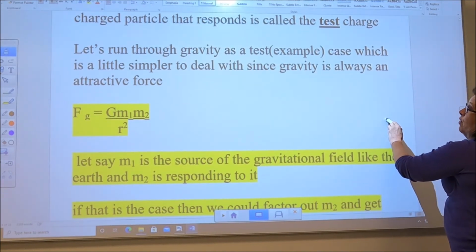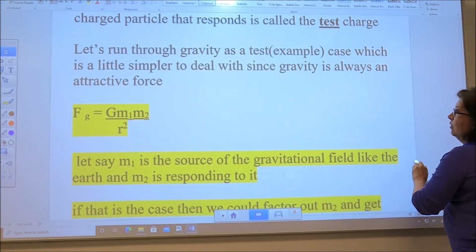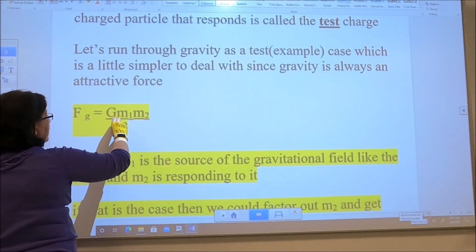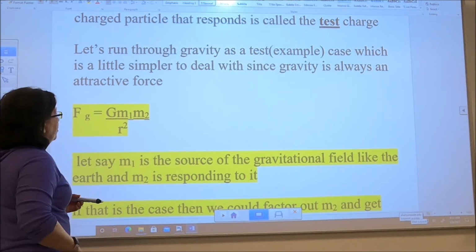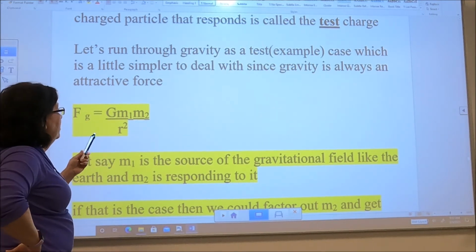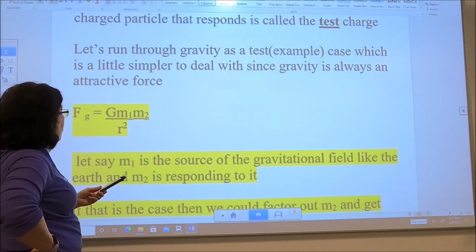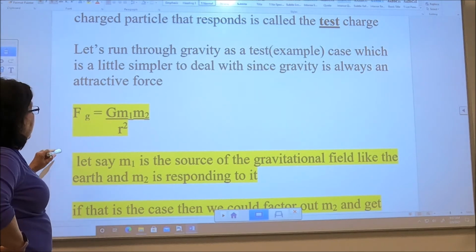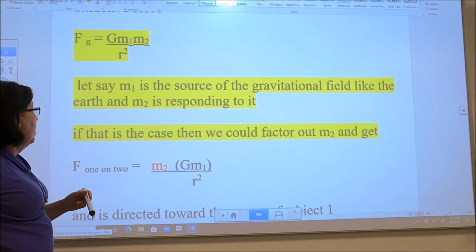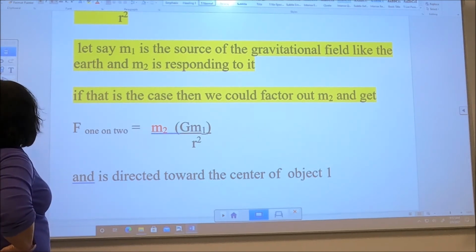Now, let's look at gravity first, and then we're going to look at electric fields. Notice, looking at the force due to gravity equation, force due to gravity is G, big G, M1, M2 over R squared. It looks very much like the Coulomb's law equation, except instead of G in Coulomb's law, you'd have K and you'd have the two charges. Let's say M1 is the source of the gravitational field, like the Earth, and M2 is responding to it. If we do that, we can kind of regroup things a bit.